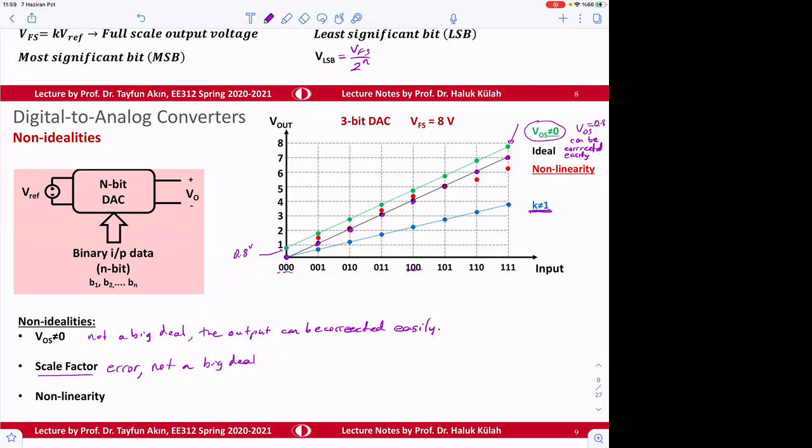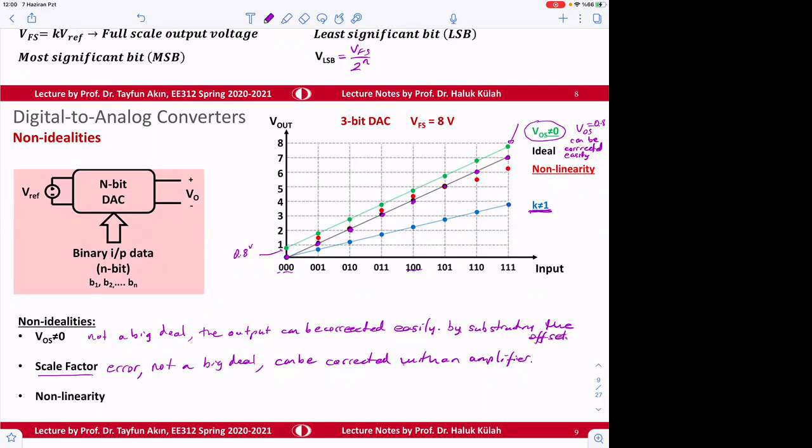What can you do? You know, just put an amplifier. With an amplifier, voltage amplifier, easily, by subtracting the offset.